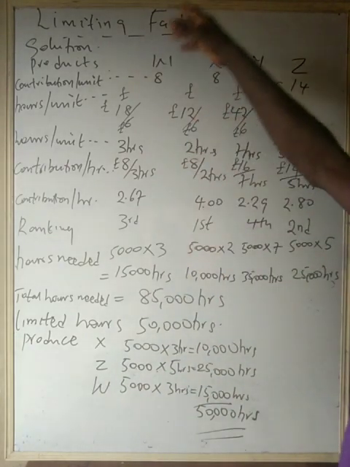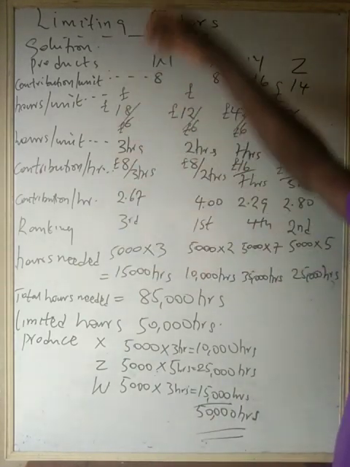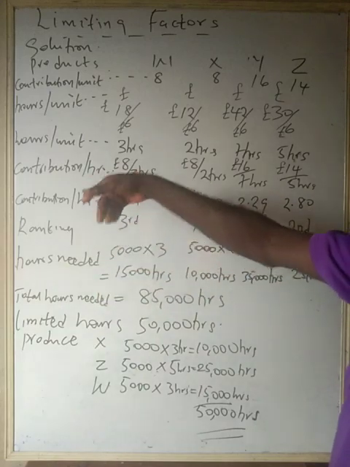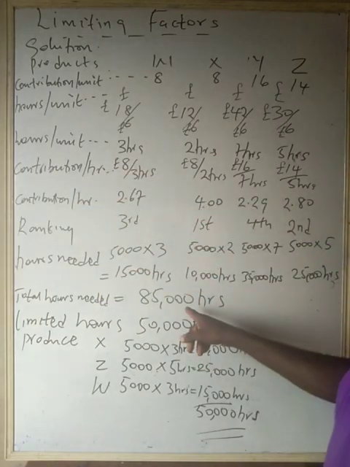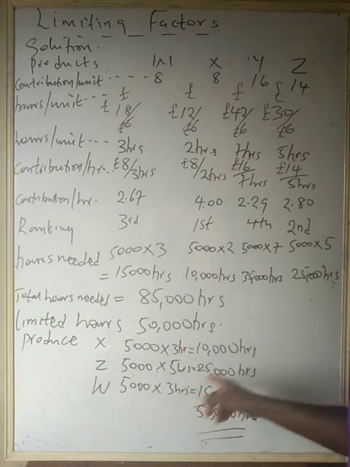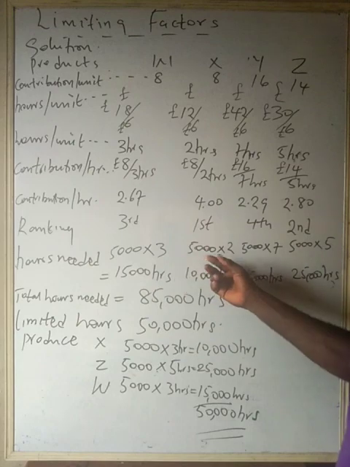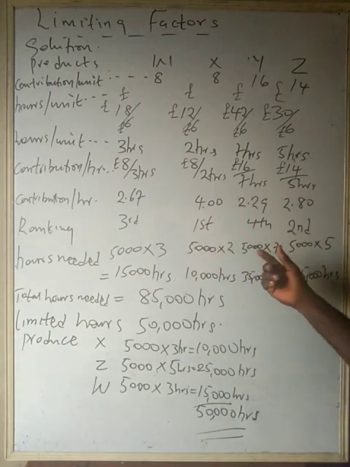Covering limiting factor, where the material is the limiting factor. Today, what is the limiting factor here? It is the hours. That is the limiting factor. So you can produce more than 5,000, 5,000, 5,000. So you can produce this 5,000 of Y.